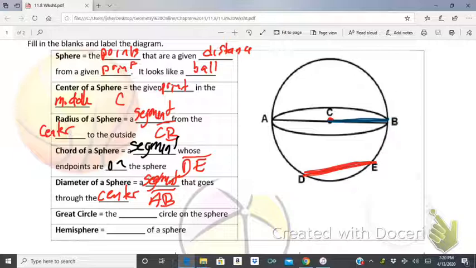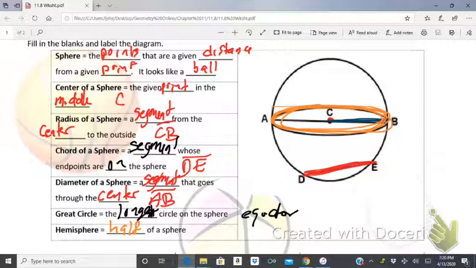Great circle, again, this is something that we would have dealt with a lot more in the future, but since we don't have as much time, we're just going to do it like this. The great circle is the longest circle on the sphere. Think of it as like an equator. What it really looks like is this thing right here. This thing is the great circle. It's the center of the sphere, like the equator going all the way around. And then a hemisphere is a half of a sphere. So those are all the definitions that we're going to be dealing with.